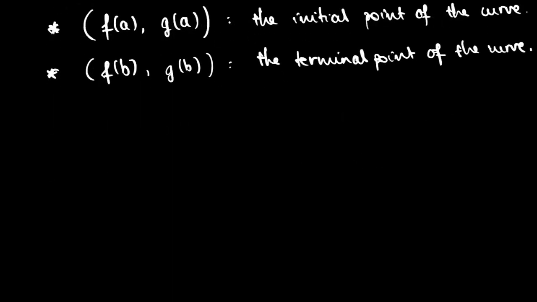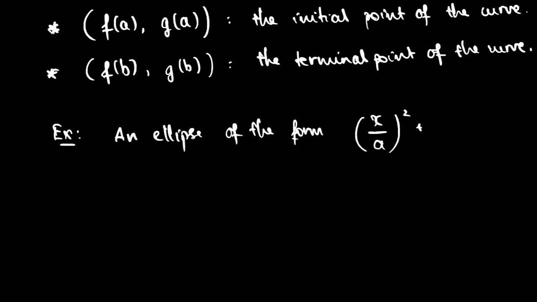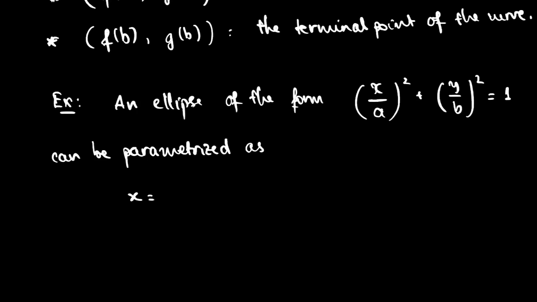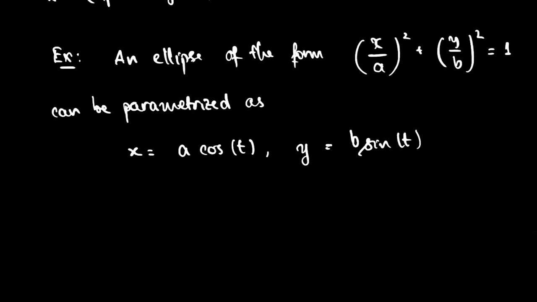Okay, so let me give you a quick example here. An ellipse of the form x squared over a squared plus y squared over b squared equal to 1 can be parameterized as x equal to a times cosine of t and y equal to b times sine of t. You can put some restrictions on the ellipse, where t is between negative pi and pi. If you don't put restrictions, the point just keeps moving around the ellipse forever.